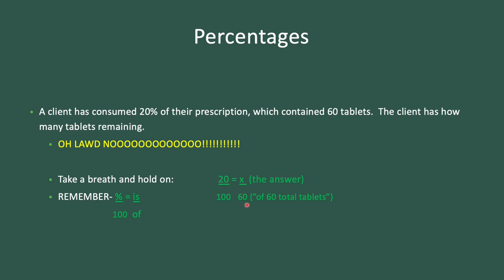You'll then cross multiply. So 60 times 20, and then you're going to divide by 100, and you're still going to come up with the same answer, and the answer is going to be 12. Okay. And at that point, you'll know, all right, cool. How many are remaining? Well, we took 12, so we subtract 12 from 60, and we still get 48. That is how that's done. This is the formula you use. I've never had a problem with it in my entire existence.